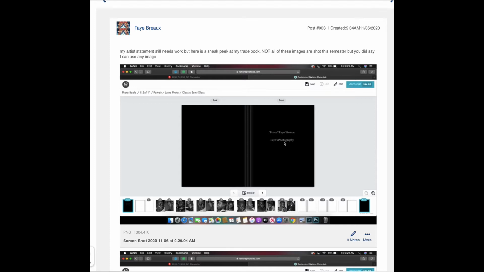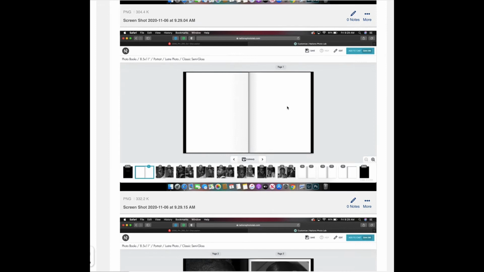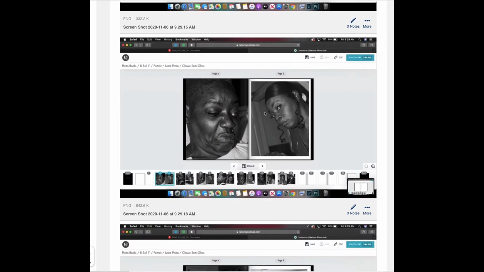And then as we open the book, we have a blank page. And I think again here you could say Taye's photography and then have the title of the series here. So the many faces of your mom, if that's what it was named, or something similar to that. So that's what I would have on this page. And then we get right into it.